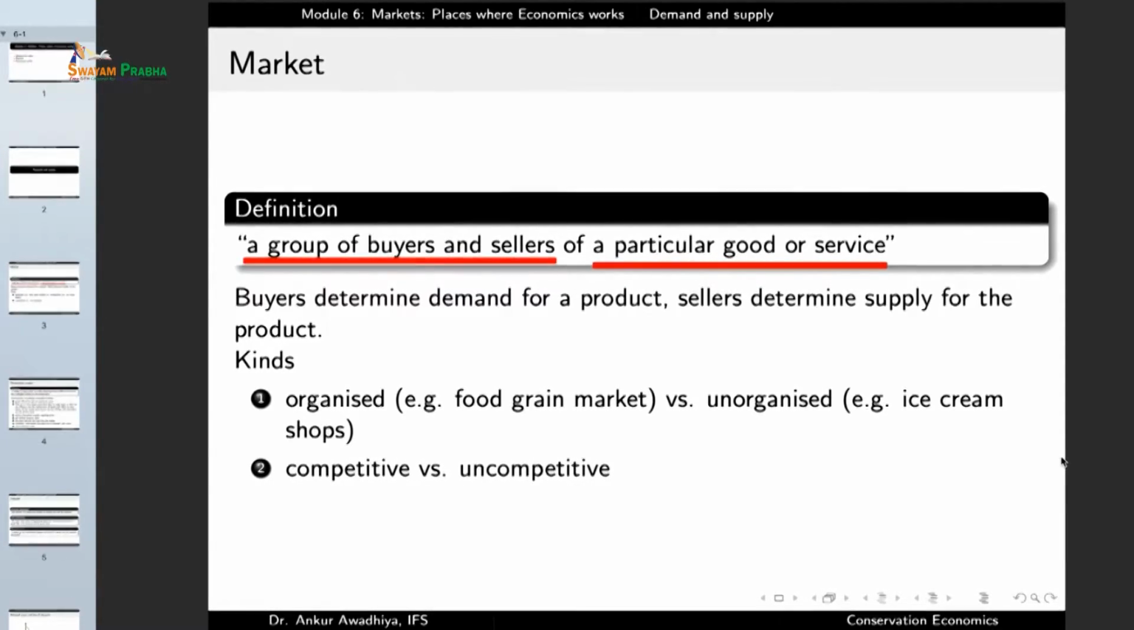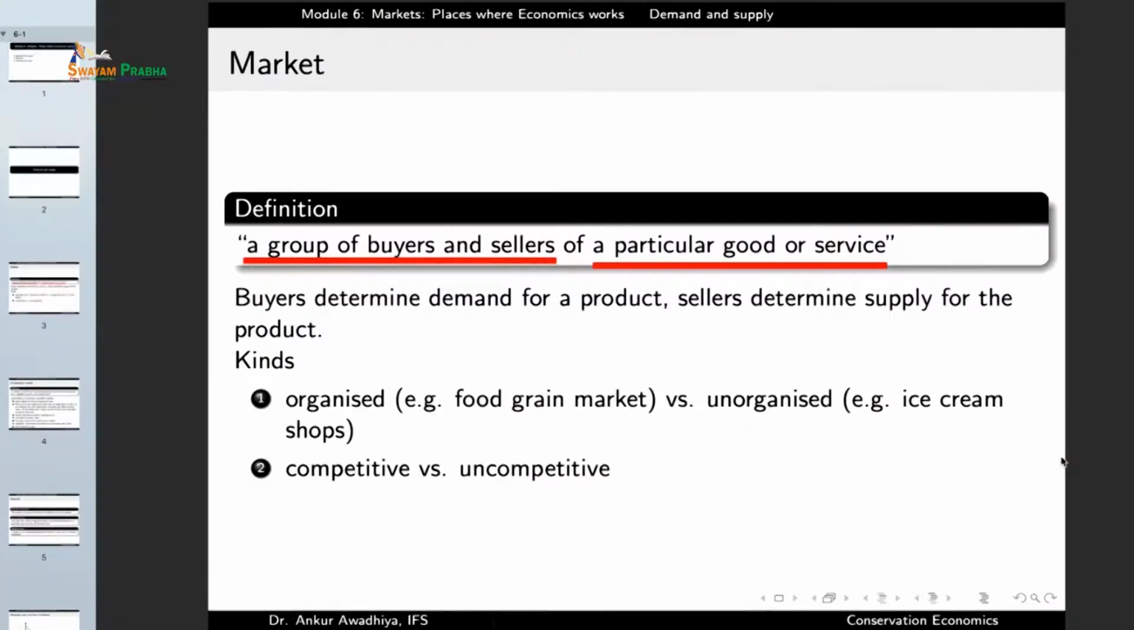Now, buyers determine the demand for a product, and sellers determine the supply for the product. So buyers are those who are asking for the product. They want to purchase these products. So they create a demand in the market. So the more the number of buyers, the greater will be the demand.